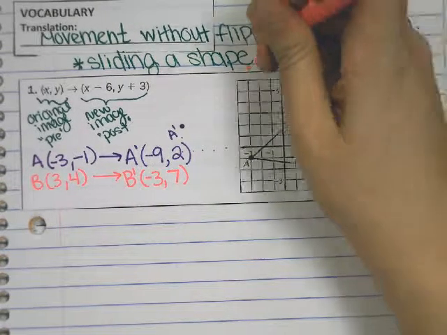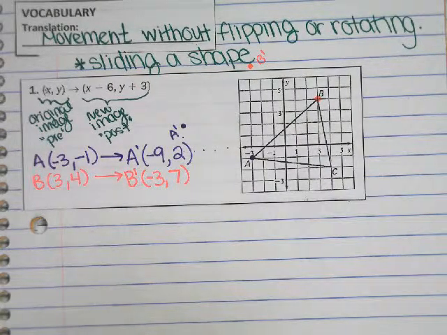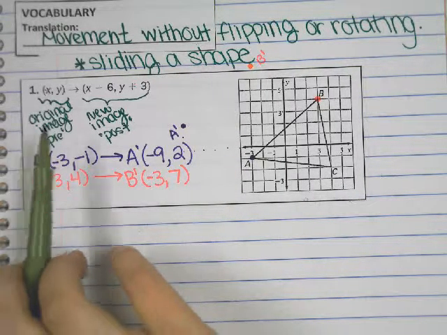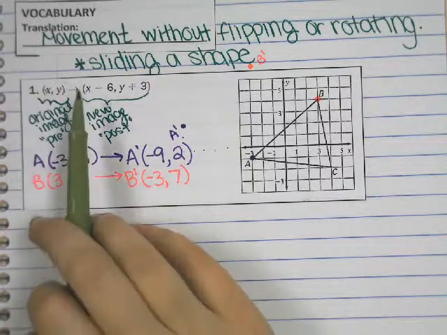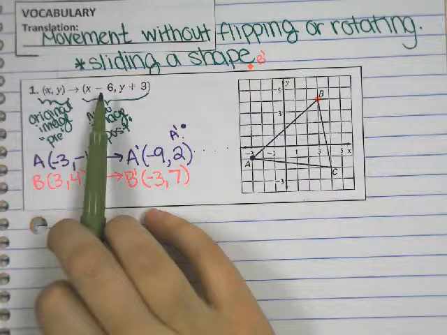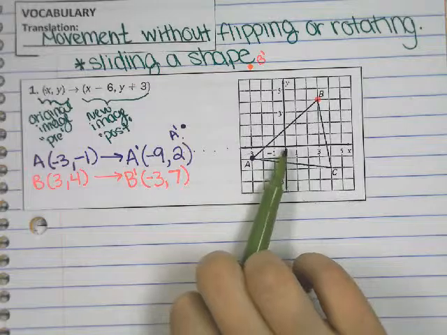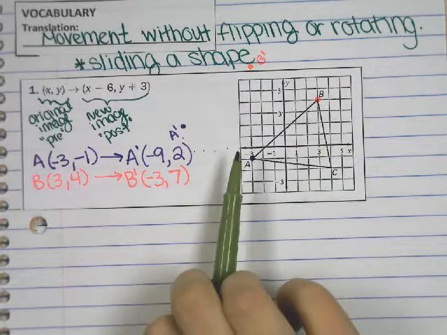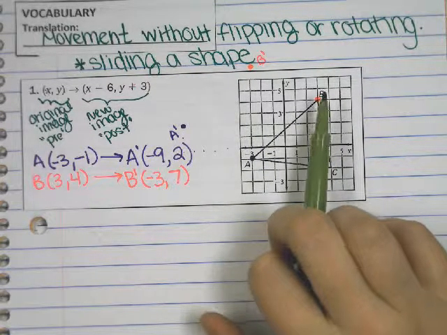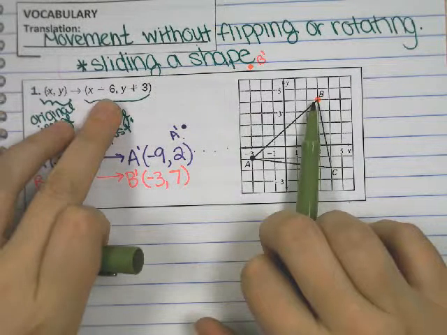Call that B prime. All right. The other way you can read through these is you can think about sliding. So what we're doing with our x values, we're making our x values 6 smaller. When we're talking about the x direction, that means side to side, smaller is going to be to the left. So we're taking our point and we're going smaller 6.